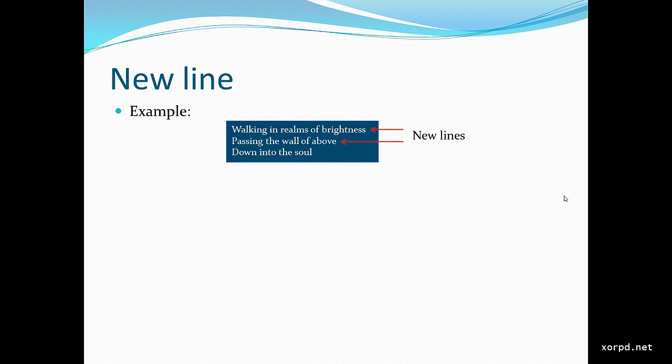New line character. Example. Let's assume that we have this text, which is a bit more complex because it is made of more than one line.